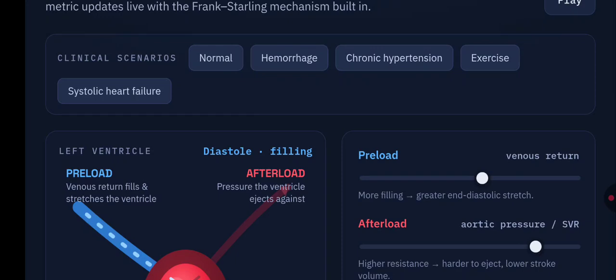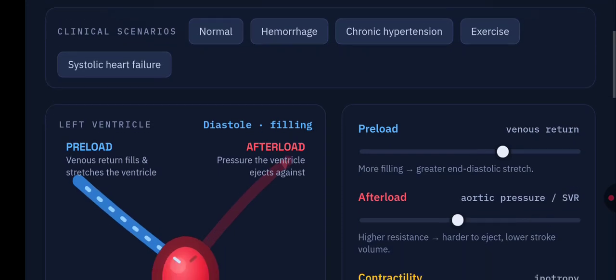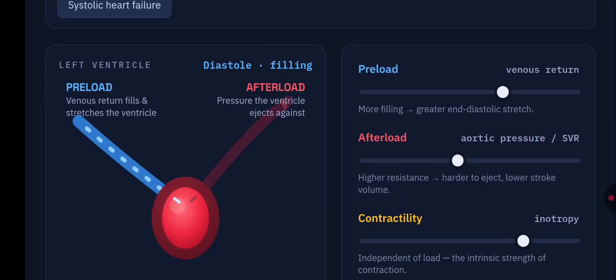In the case of exercise, for example, you will find preload is more, the afterload is less, and the contractility is more, and this is considered the best condition for the heart. Because of this, most cardiac guidelines advise exercising a minimum of 120 minutes per week to keep the heart in its best condition and decrease the sudden death rate by 40%.